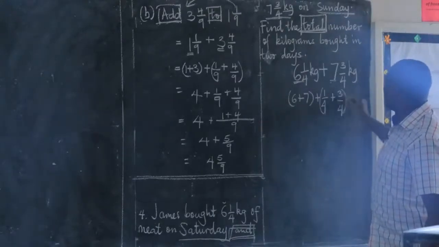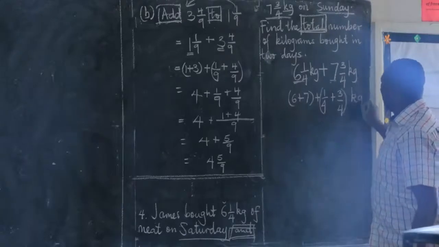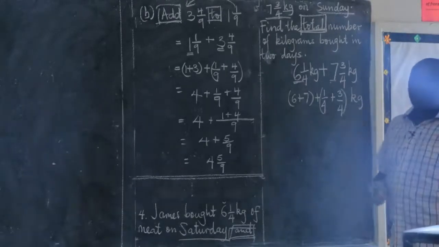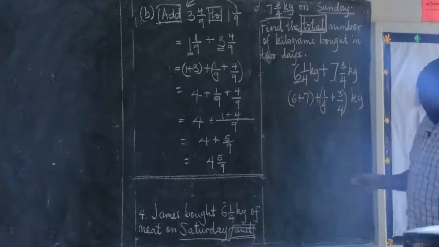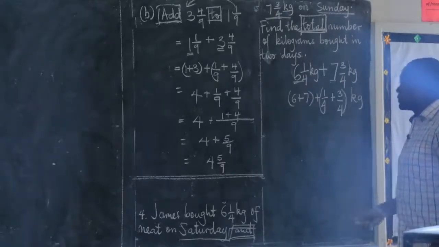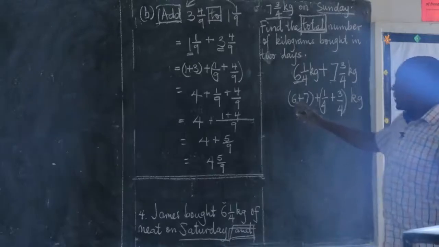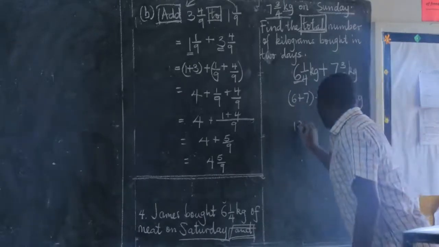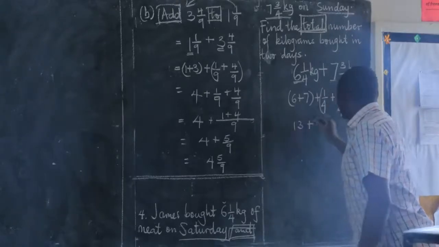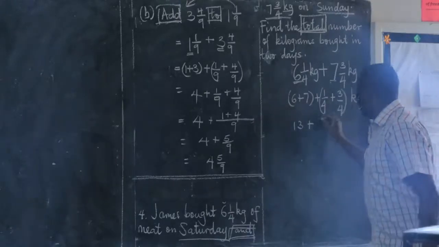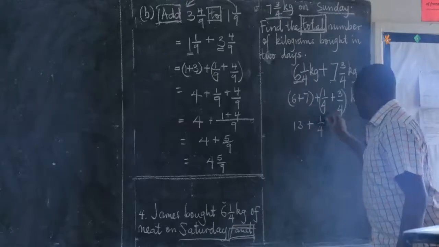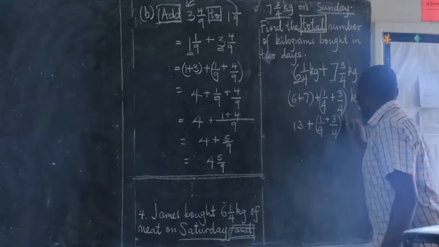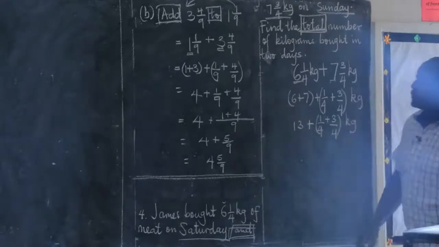When we do this, we can still have our common unit as kilograms, because they're asking us, find the total number of kilograms bought. So when you get 6 plus 7, give me the answer over there. Somebody saying 13. Very good. Plus, then we have a quarter plus 3/4. Remember, these are kilograms.